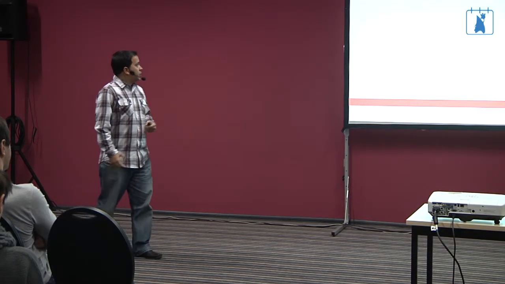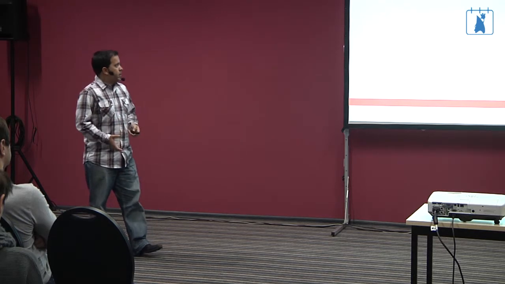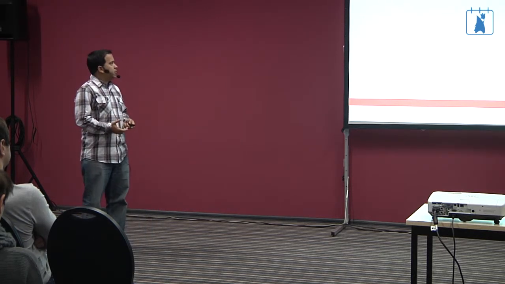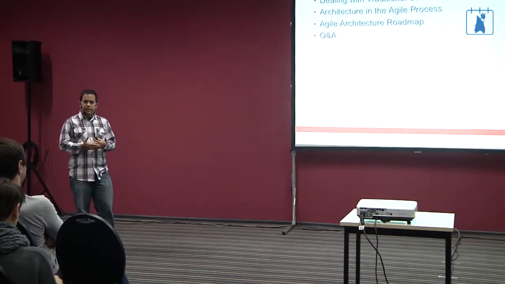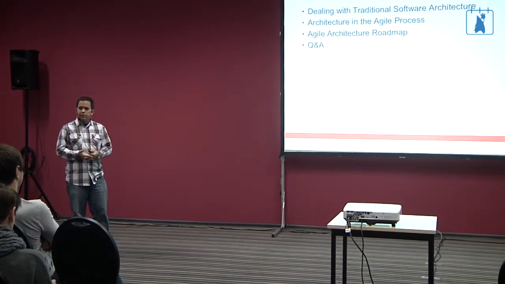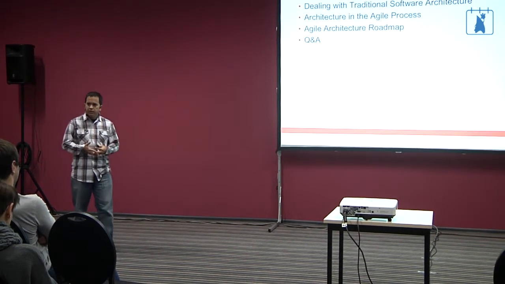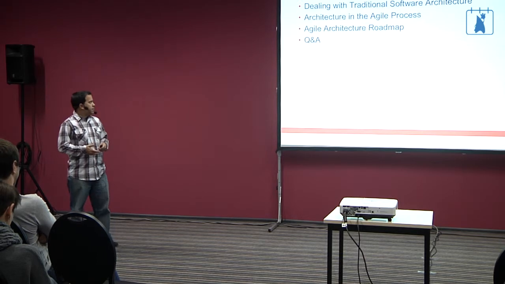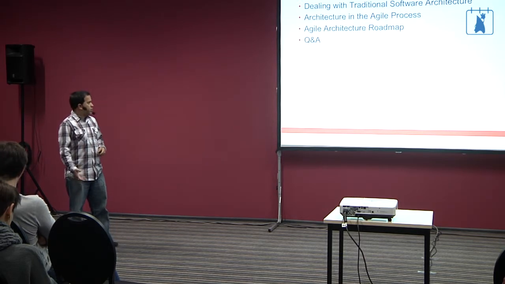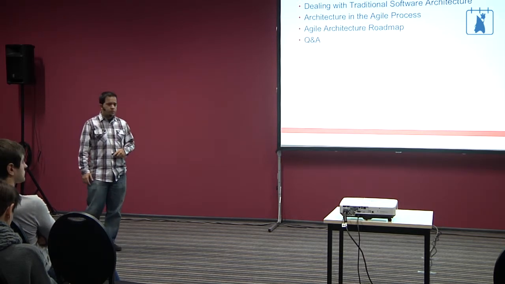All right, so we're going to be looking at what the problem is today with traditional software architecture, the architecture in the Agile process. How it feels that there is actually a good opportunity to do architecture there, that they really align, the fact that we should be doing architecture more incrementally, and then what this roadmap is and how we can use it. How can we take advantage of that?